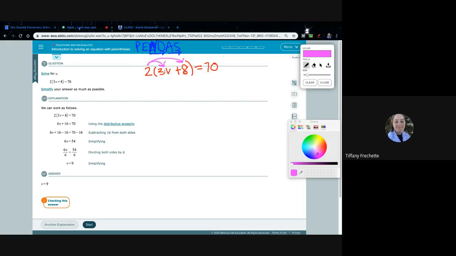So we end up with 2 times 3 is 6. Don't forget to bring the v with it. It had a v, so make sure it has a v once you're done multiplying. Plus 2 times 8, we get 16. And now we've dealt with that distribution, which was the reason the parentheses were there.